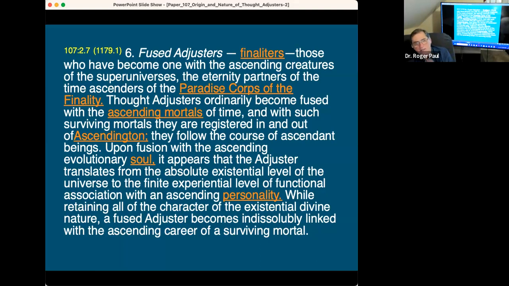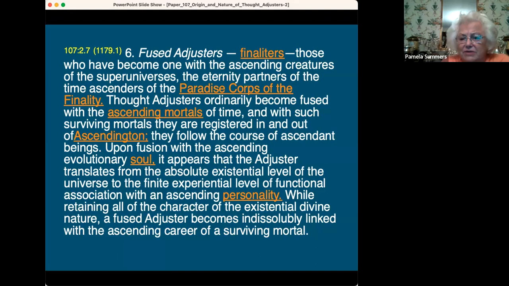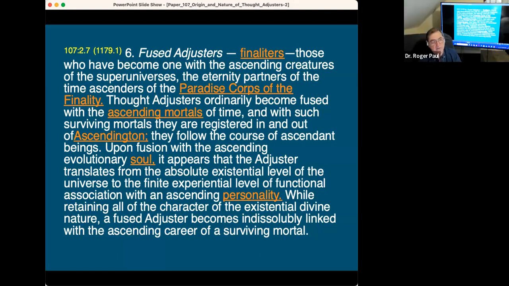Okay, it's interesting here. They say that the existential divine nature of the fused adjuster becomes indissolubly linked. In other words, once we fuse with that adjuster, there is no possible way that you can separate the adjuster from the personality of the person. And that should surely help us throughout time. It should, yes, it surely should.